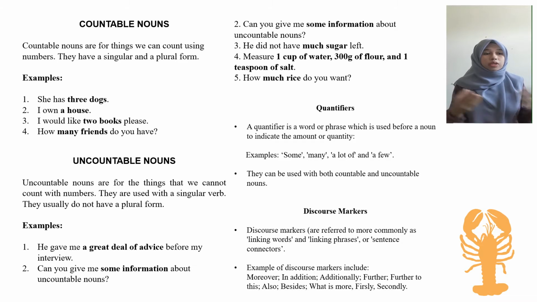Uncountable nouns are for things that we cannot count with numbers. They may be names for abstract ideas or qualities, or for physical objects that are too small or too amorphous to be counted. They are used with a singular verb. They usually do not have a plural form.